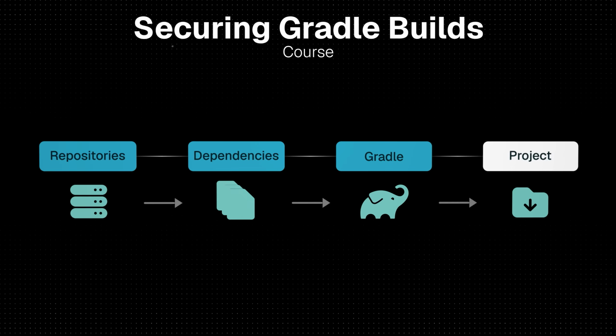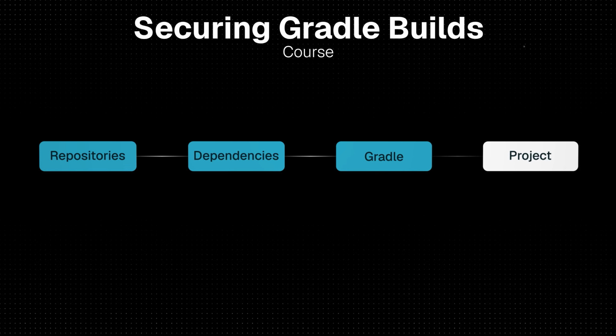For example, an untrusted repository may be configured in your build which hosts unsafe dependencies. Or an attacker may manage to replace a hosted dependency jar file with a malicious version which would then be used by your project. Or the Gradle wrapper may be replaced by an attacker which would compromise your project.